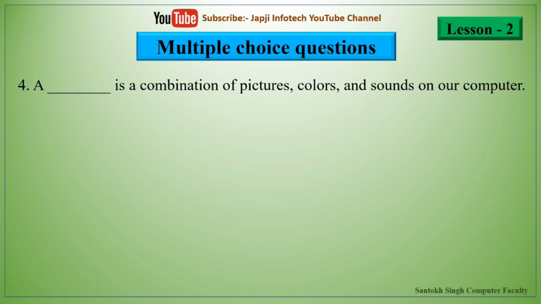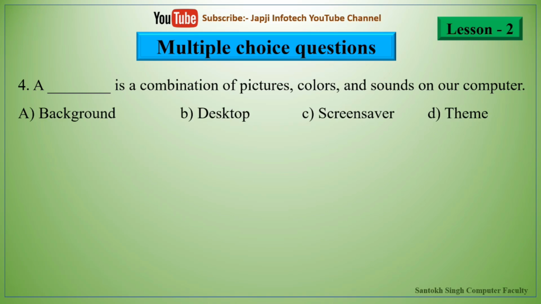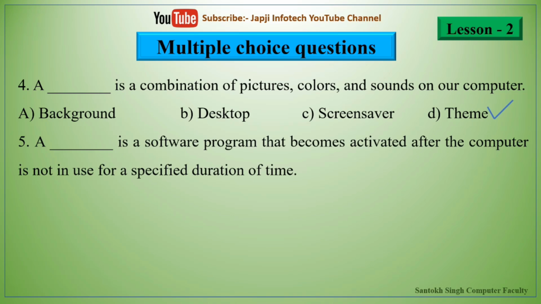The fourth one is: a dash is a combination of picture, color and sound on our computer. The options are background, desktop, screensaver or theme. So the right answer is: a theme is a combination of pictures, colors and sounds on our computer.